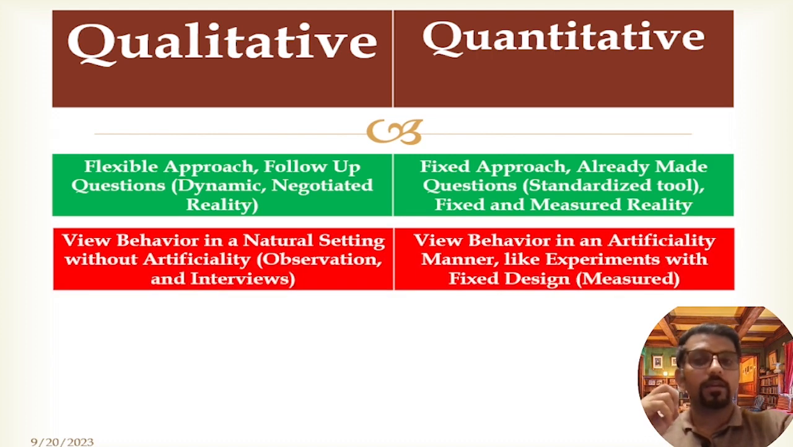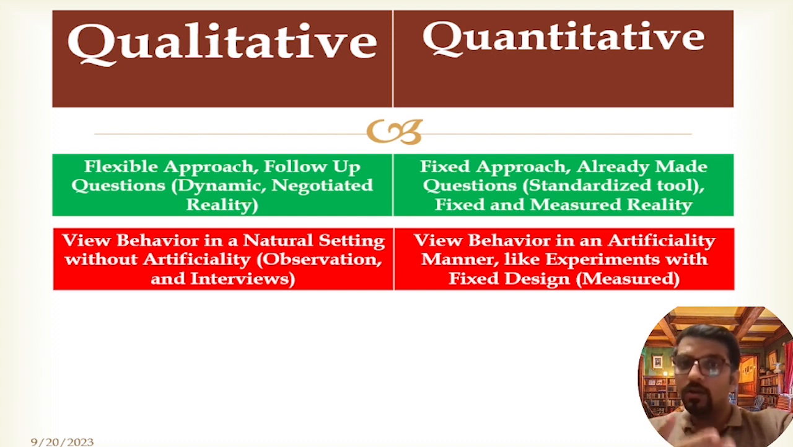And then the second difference. In qualitative research, view behavior in a natural setting without artificiality. And on the quantitative side, view behavior in an artificial manner, like experiments with fixed design. So in qualitative research, we often view behavior in a natural setting. This can involve methods like observation and interviews, which will allow us to capture real life experience and interactions.